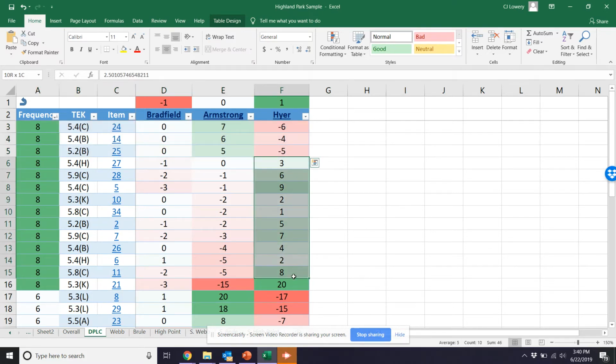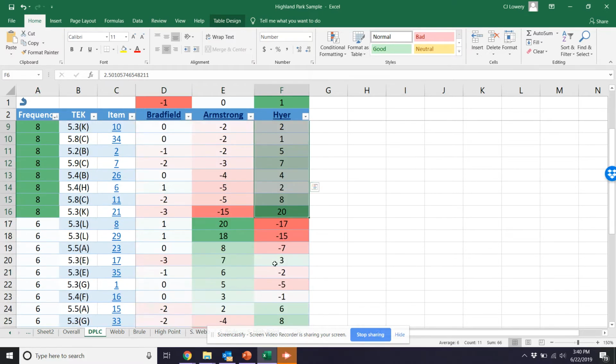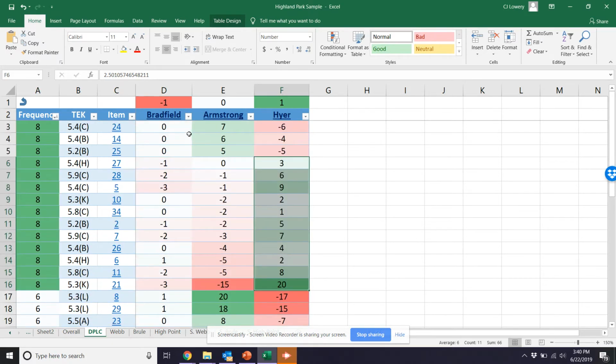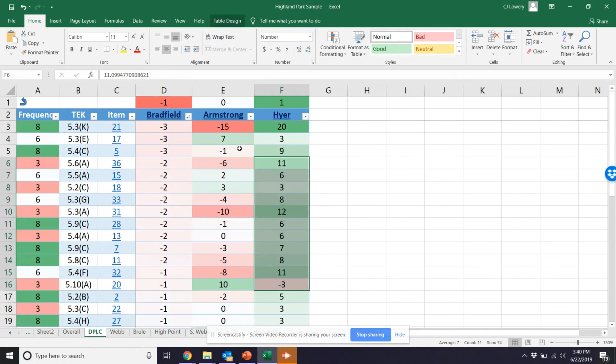And then you would want Higher to come in and teach these, and you can scroll down and see what they want to work on. If you just wanted Bradfield to say, hey, here are the ones that you did the worst on, Higher, that's where we want you to coach them.